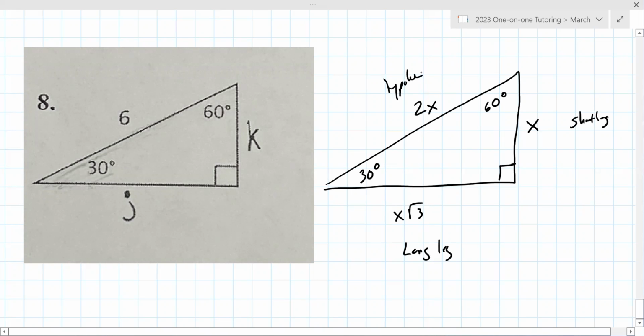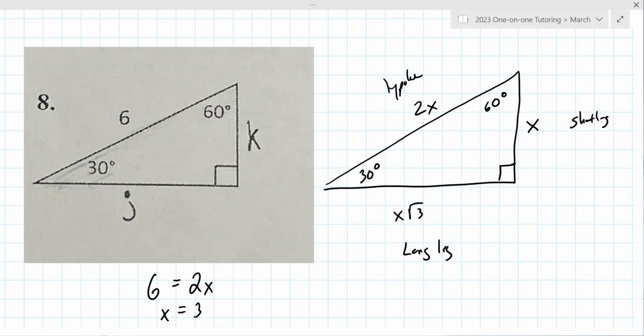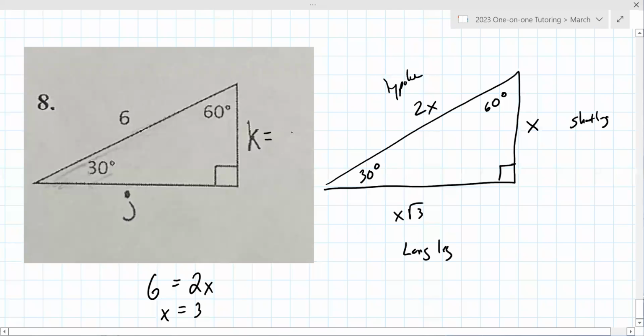So what you do is set the known side, 6 in your problem, equal to the reference side 2x, the matching side. That means x equals 3. Is that okay? Yeah. Now where to go from here? Well, x represents the short leg. K is the short leg in this problem. K is 3. To go from the short leg to the long leg, you multiply by the square root of 3. You take 3 and multiply it by the square root of 3.